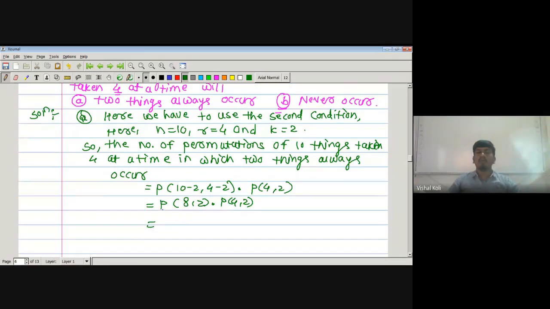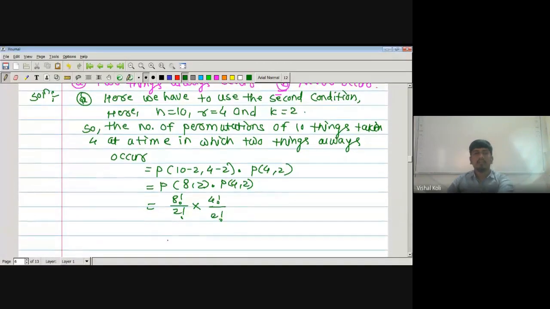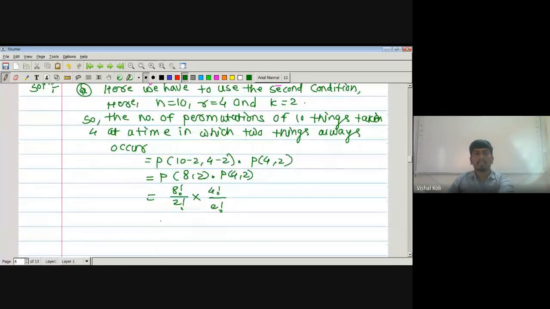Now we know the formula for permutation of n different things by taking r at a time is nothing but n factorial divided by n minus r factorial. So this one is nothing but 8 factorial divided by 2 factorial into 4 factorial divided by 2 factorial. So here this one is nothing but 8 minus 2 factorial, that is here it will be 6 factorial.